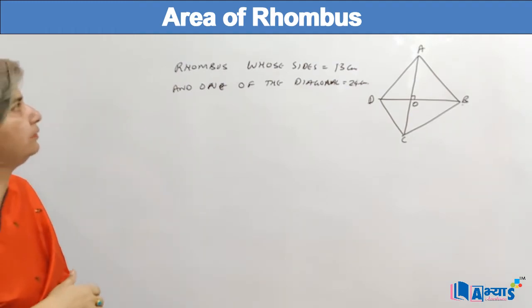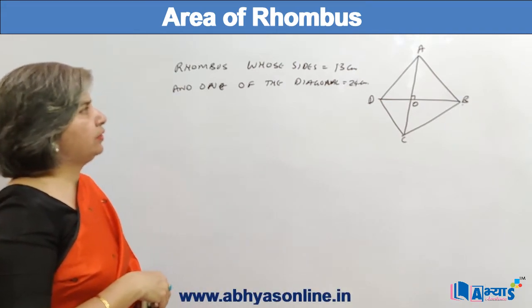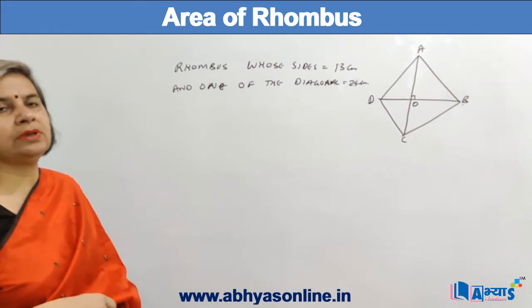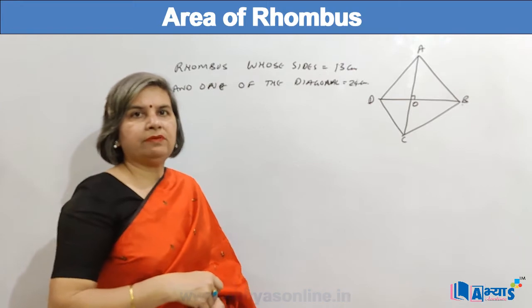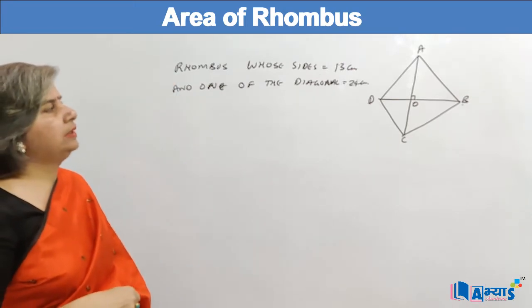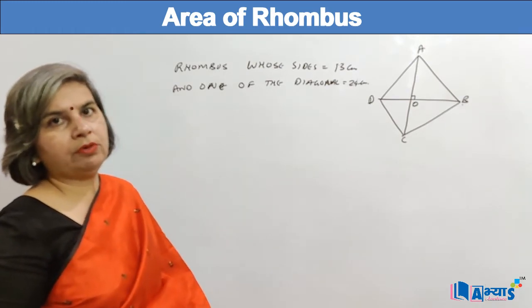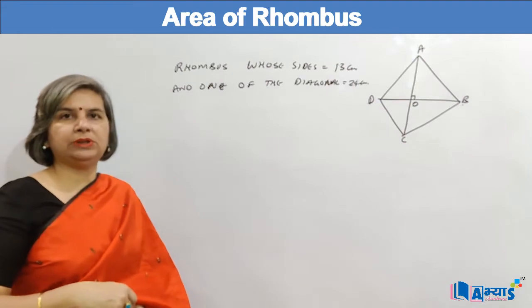rhombus. That means we are given a rhombus in which one side is 13 centimeter and one of the diagonal is 24 centimeter. That means we are not given both the diagonals, we are only given one diagonal, but we are given a side of a rhombus. So to find the area of a rhombus, we should know both the diagonals.